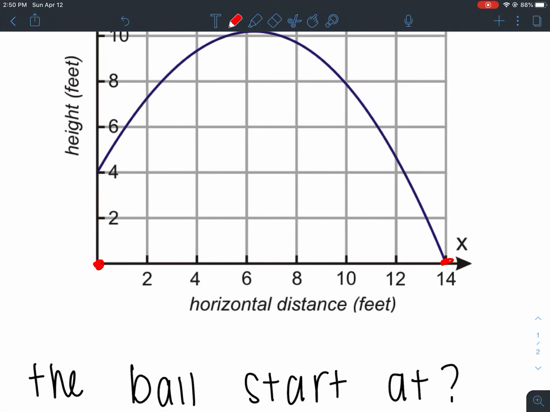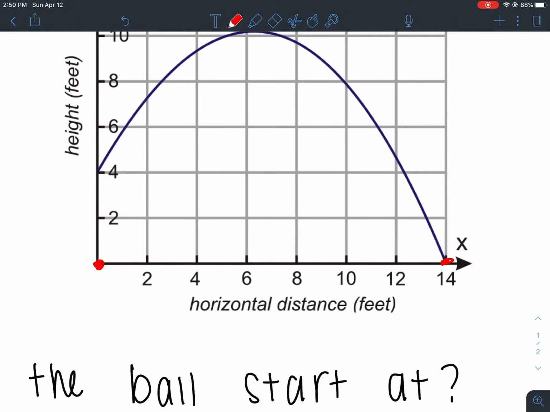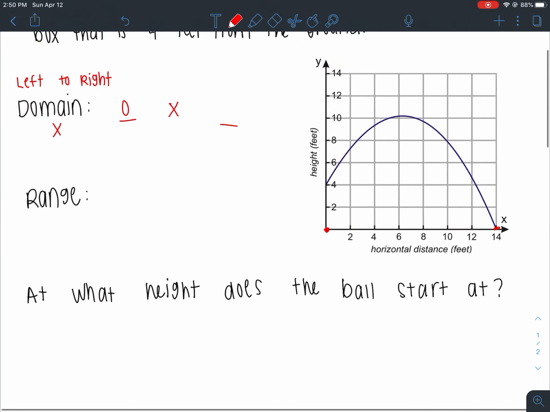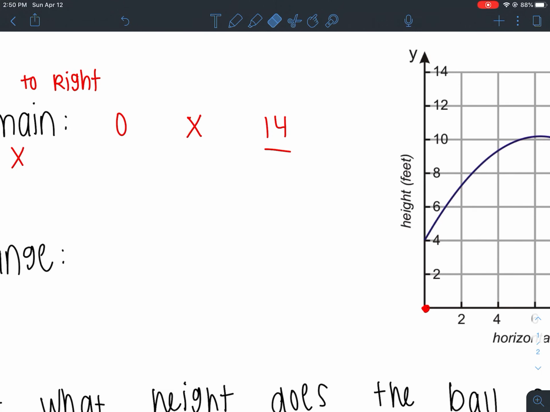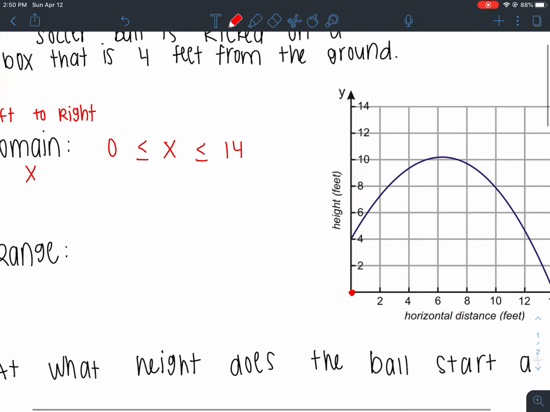Remember, for domain, you're looking at x values, so I'm only looking on the x-axis. I don't really care what's going on up here. I just know that it goes from 0 feet, and then it gets kicked all the way to 14 feet away. So the number on this side is 14 feet. Now, you're going to have inequality signs in between, and it's always going to be less than, because 0 is the smallest number, so 0 is less than everything, and 14 is the biggest number, so it goes over there. So you're going to have two less than signs. Can the ball be equal to 0 feet away? Yes. Can the ball be equal to 14 feet away? Yes. So for our domain, you want to look on the x-axis, go from left to right, and look at those two numbers.